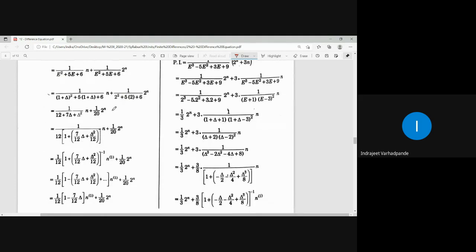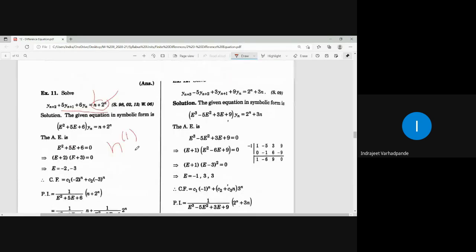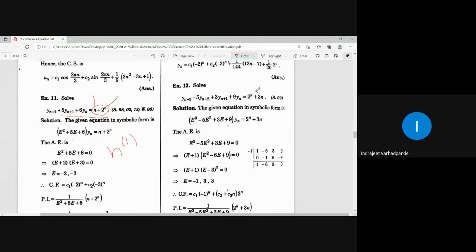So case number 1 के लिए तो कोई ज्यादा दिक्कत नहीं जाएगी. Only expansion of this will be applicable for only one term, that is n to the power 1 factorial. Only first derivative will exist. Second derivative onwards, every term will be 0. Similarly, in this case also it is 2 to the power n plus 3n. 2 to the power n solvable by case number 1.